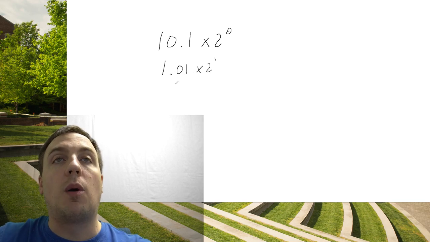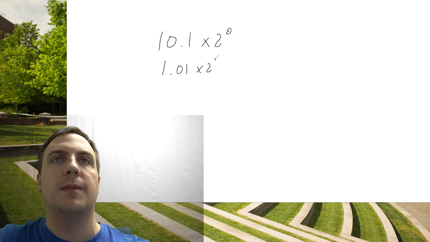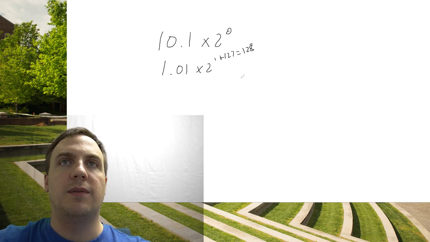So that's normalized notation. The very first thing we have to do is normalize it, that way our exponent is correct. Then we take the exponent and we add on the bias, which is 127. 1 plus 127 gives us 128.